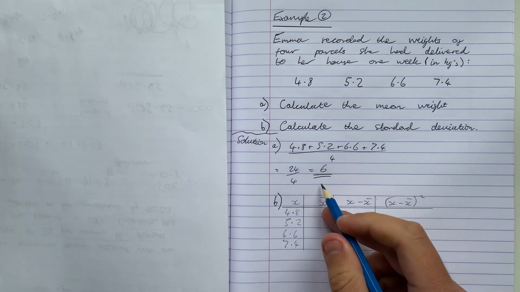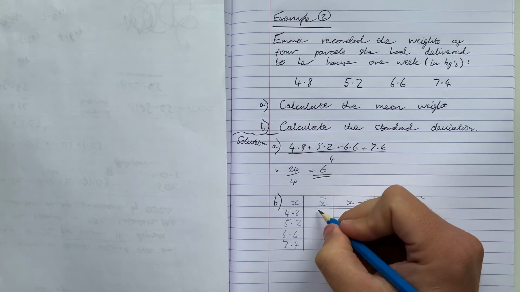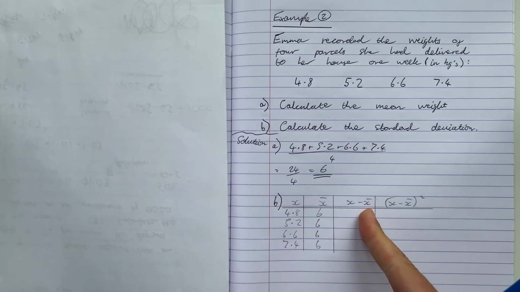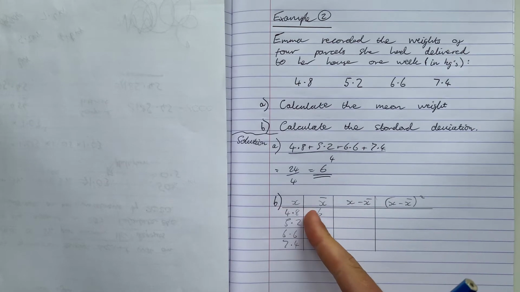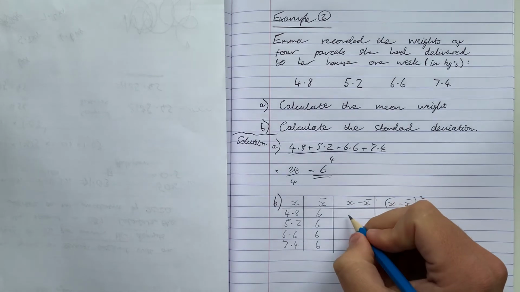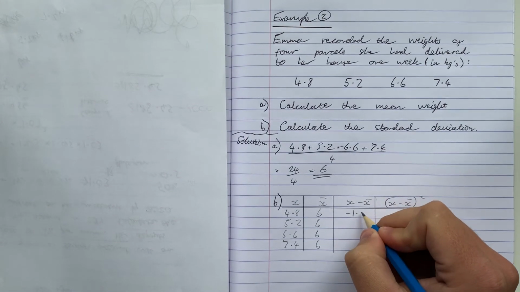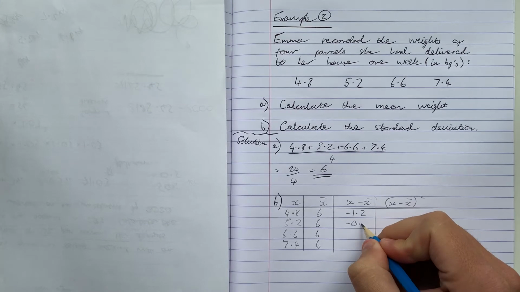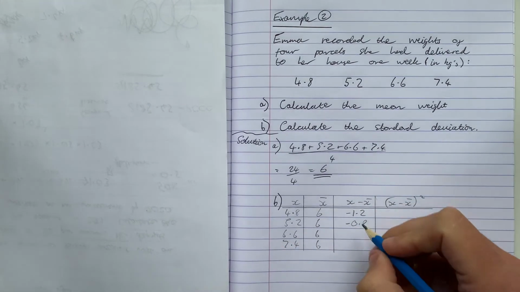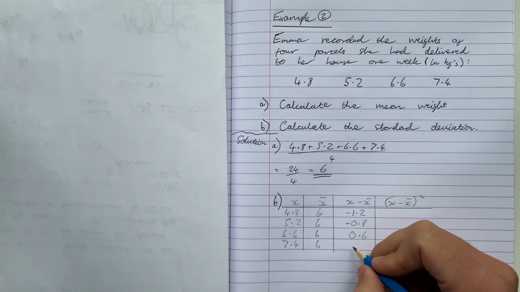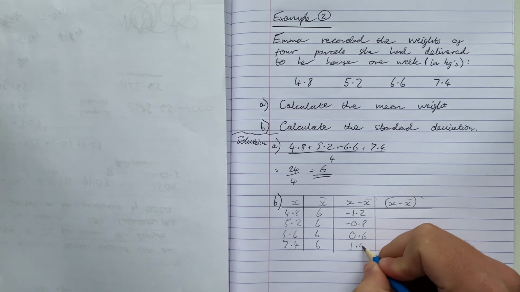X bar is the mean. This is the mean here, 6. So we just put 6 in all of those. Then x minus x bar. This is x, take away this, x bar. 4.8 take away 6 is negative 1.2. 5.2 take away 6 is negative 0.8. 6.6 take away 6 is positive 0.6. And 7.4 take away 6 is positive 1.4.